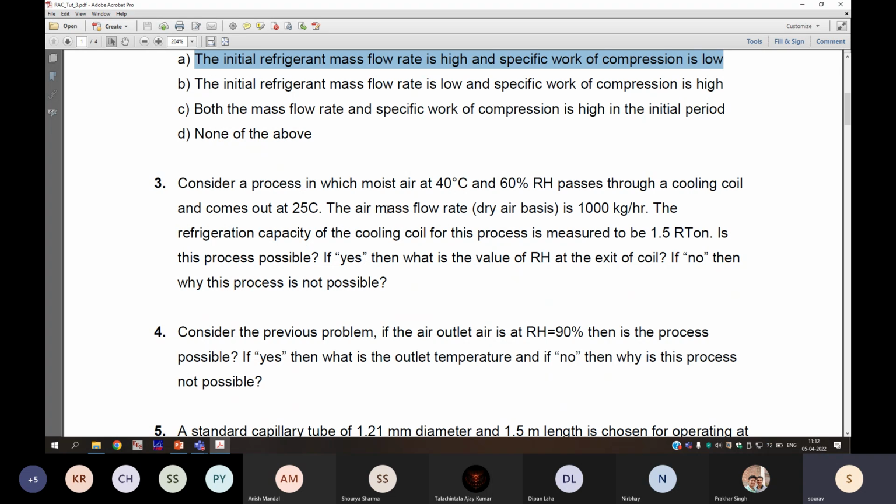Consider a process in which moist air at 40 degrees C, 60% RH passes over a cooling coil and comes out at 25 degrees C. The mass flow rate of air, on a dry air basis, is 1000 kg per hour. The refrigeration capacity of the cooling coil for this process is measured to be 1.5 ton. Is the process possible? If yes, then what is the value of RH at the exit of the coil? If no, then why is the process not possible?